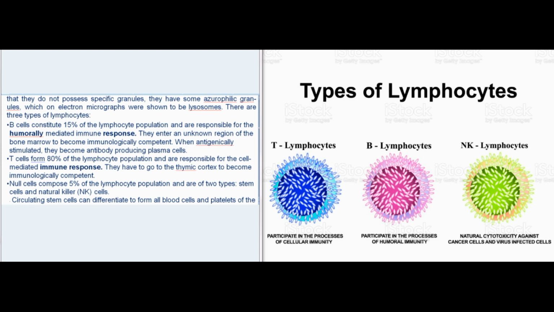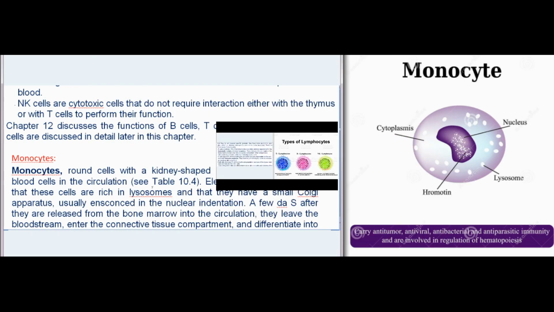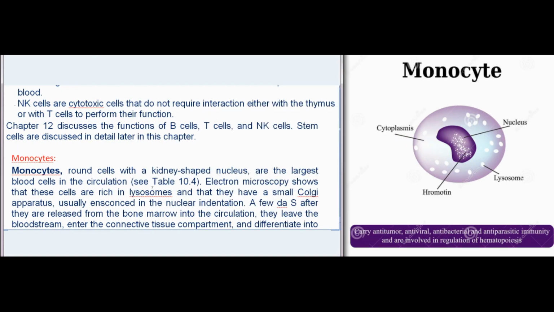Circulating stem cells can differentiate to form all blood cells and platelets of the blood. NK cells are cytotoxic cells that do not require interaction either with the thymus or with T cells to perform their function. Chapter 12 discusses the functions of B cells, T cells, and NK cells. Stem cells are discussed in detail later in this chapter.